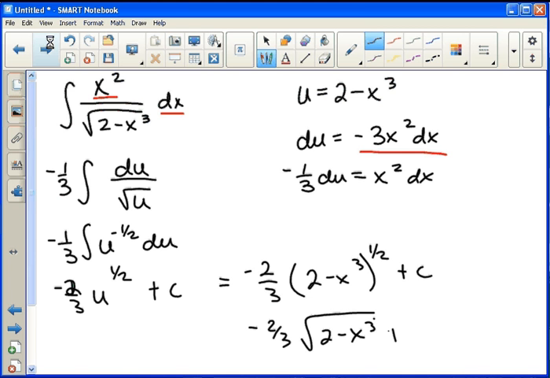Alright, very good. Hopefully that helps. The homework for this section is to do page 297, number 10 through 30, even.